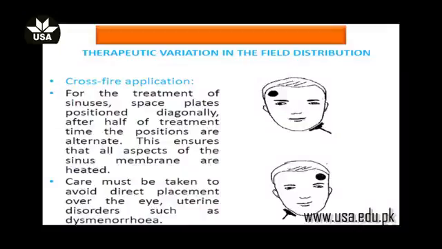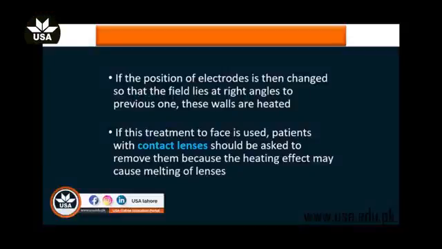For the treatment of the sinuses, the plates are positioned diagonally to each other. After half of the treatment time, the positions are alternated, and this ensures that all parts of the sinus membrane are heated. Care must be taken to avoid direct placement over the eye and over uterine disorders such as dysmenorrhea. The position of the electrodes is changed so that the field lies at a right angle to the previous one and these walls are heated. If this treatment is performed over the face, a patient with contact lenses should be asked to remove them, because the heating may melt the lens.